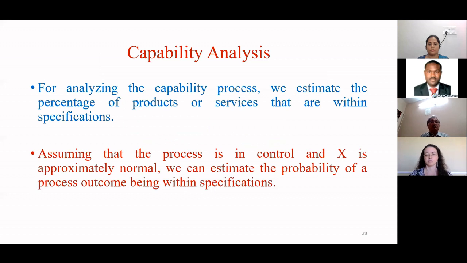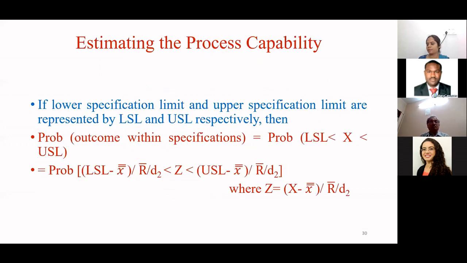Now we discuss capability analysis. For analyzing the process capability, we estimate the percentage of products or services that are within the specifications. Assuming that the process is in control and X is approximately normal, we can estimate the probability of a process outcome being within the specifications. Now, if the lower specification limit and upper specification limit are represented by LSL and USL respectively, then for the quality of outcome within the specifications, we calculate that Z is equal to LSL minus X bar divided by R bar by D2. Similarly, Z should be less than USL minus X bar divided by R bar by D2.